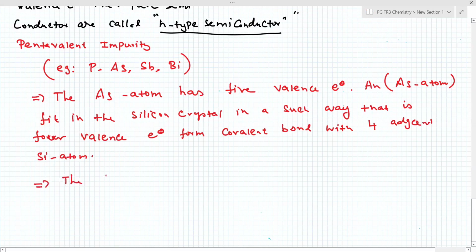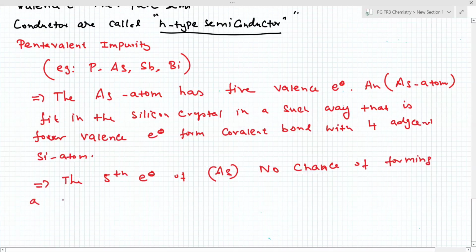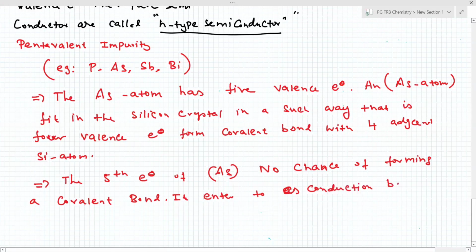The fifth electron of arsenic has no chance of forming a covalent bond. It enters the conduction band as a free electron. You got the point? Due to this free electron, the semiconductor conductivity increases.